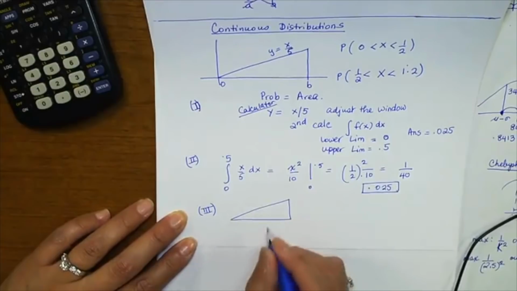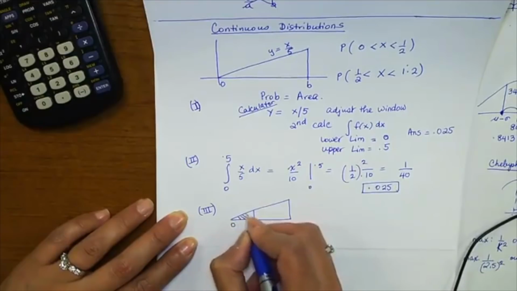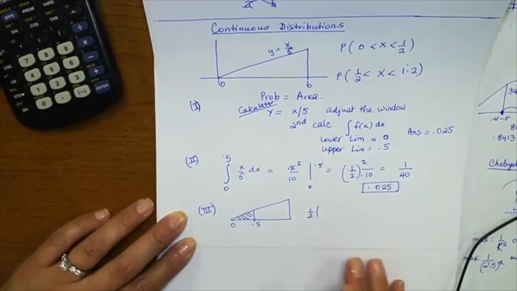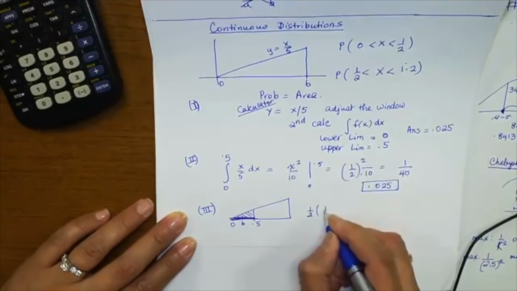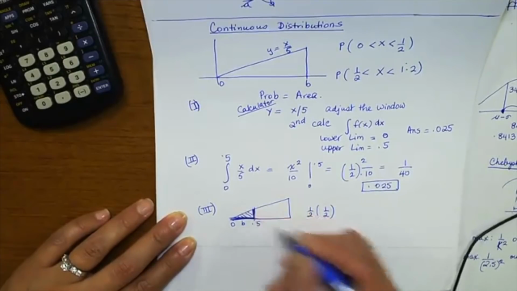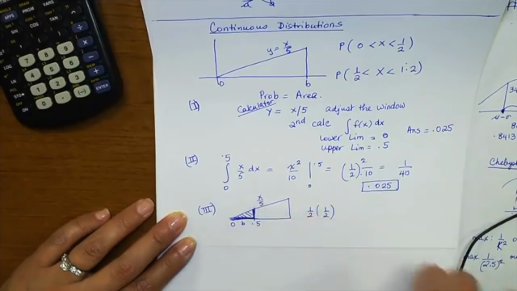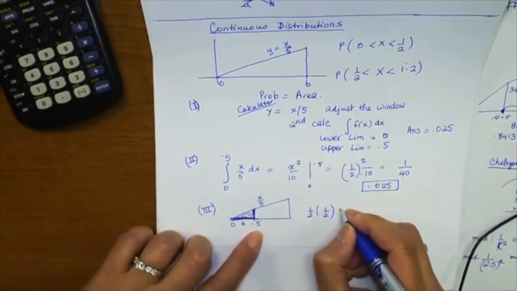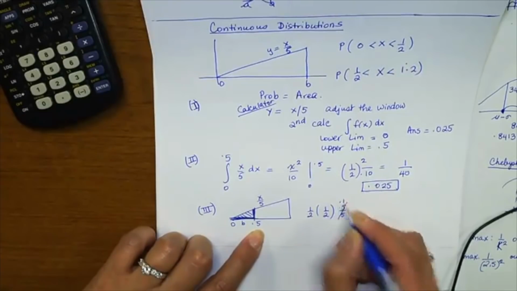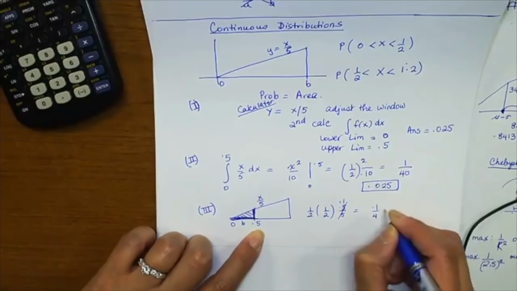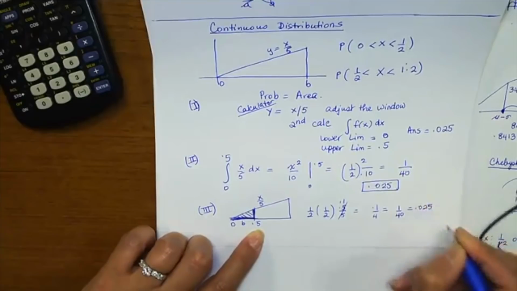And the third way is by geometry. So I'm asking you for the area between 0 and 0.5. This area. So 1/2 times the base. The base is 1/2 right here. Times the height. So the height is the function's value at 1/2. X over 5, so 0.5 over 5, which is 0.1. So I get 0.1 over 4, which is the same as 1 over 40. So the answer is still 0.025. Same answer.